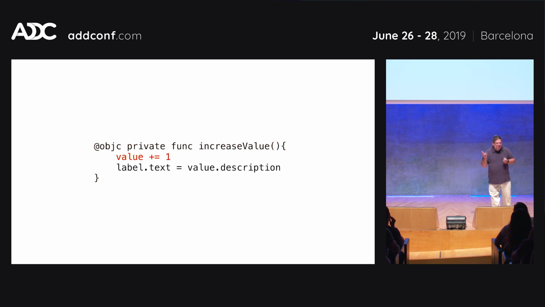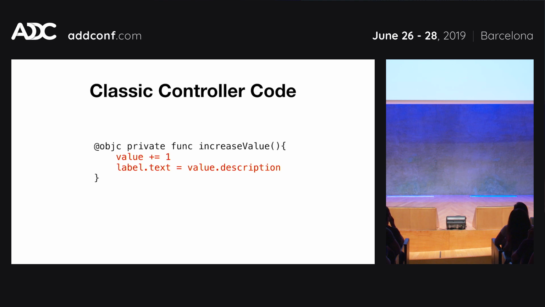And to increase the value, we talk to the model, and we tell the value to increase by 1, and then we turn around and tell the label, hey, the value has updated, show the new value on the screen. And this is what we thought of as classic controller code. You talk to the model, you talk to the view, that's what a controller does. Yeah, we don't have those in SwiftUI.